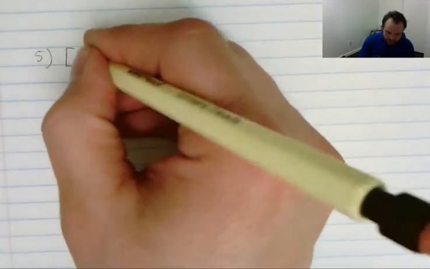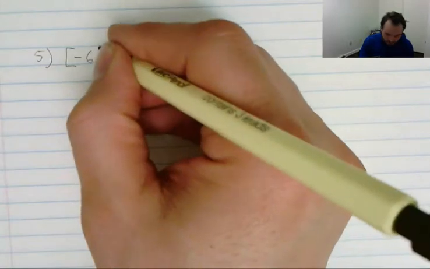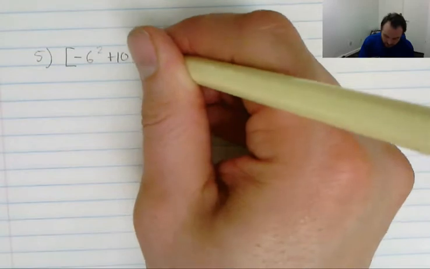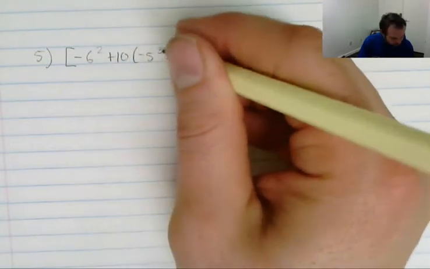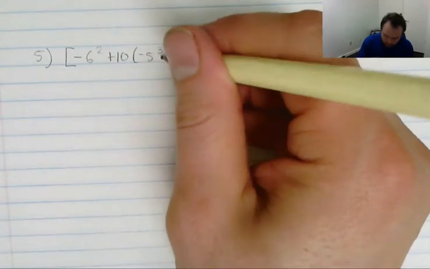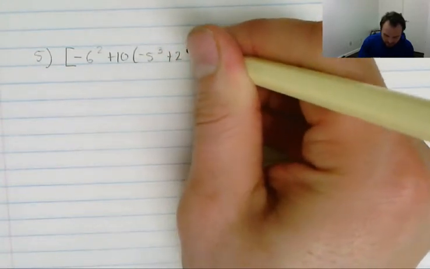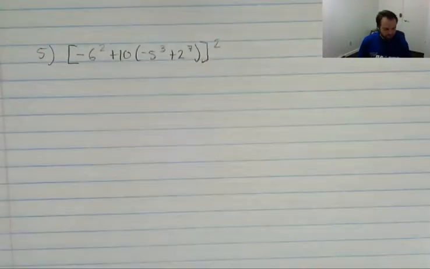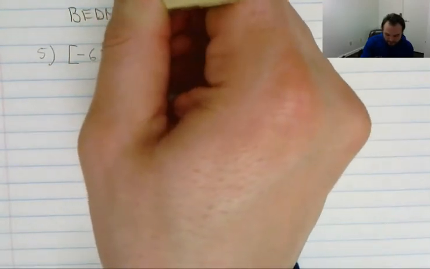So let's try number 5 here. And here we go. So I'm going to have, in parentheses, big parentheses, negative 6 squared plus 10. And I'm going to have negative 5 cubed. And we're going to have plus 2 to the power of 7. And that's going to be in brackets and big parentheses squared. All right. So once again, I have to follow BEDMAS.